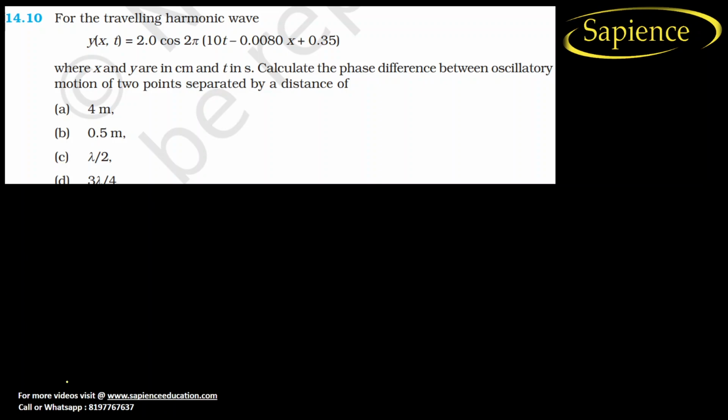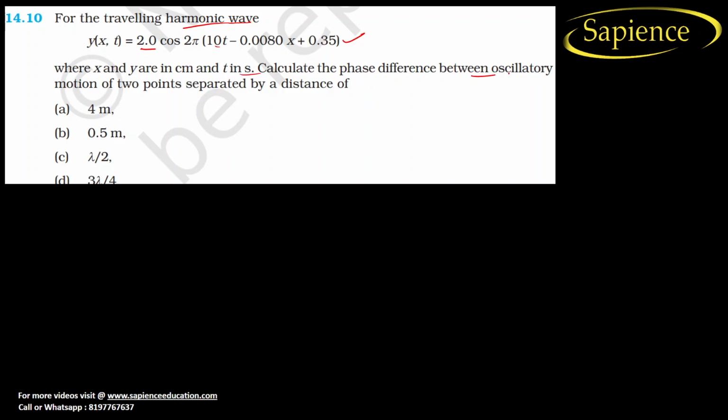In the next question, it is 4.10. For the traveling harmonic wave y(x, t) = 2.0 cos 2π(10t - 0.008x + 0.35), these are the equation, and x and y are in centimeter and t is in second.